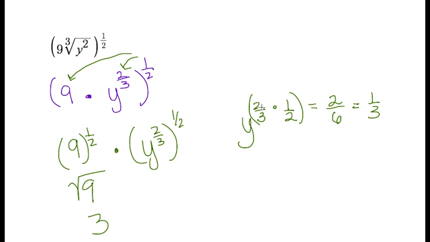Alternatively, you could realize that when you're multiplying fractions, you can simplify diagonally. So 1 times 1 would give me 1, and 3 times 1 is 3. This just means you simplified before you got to your final answer instead of afterwards. Either way, my final answer will be 3 times y to the power of 1/3.